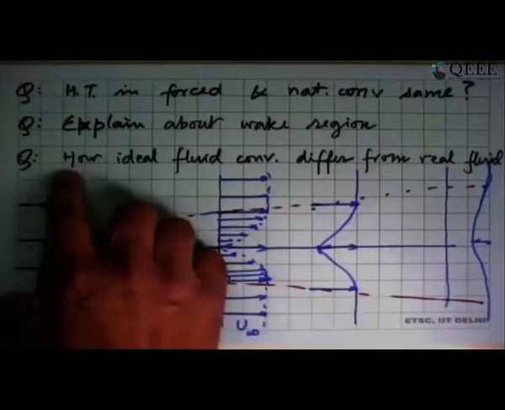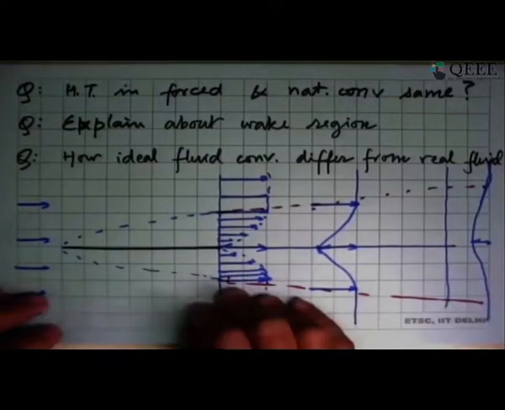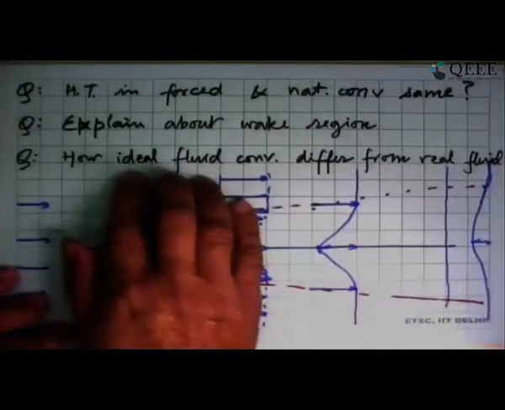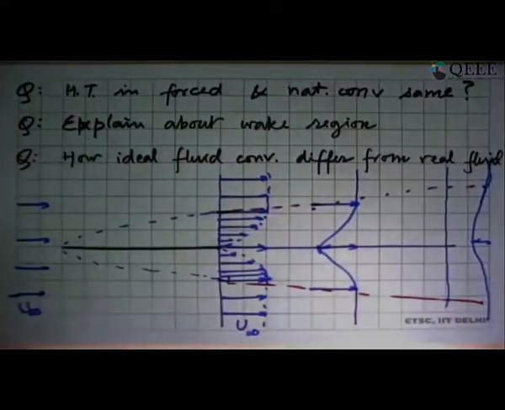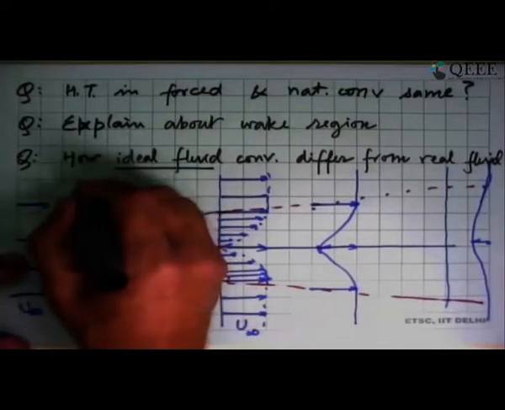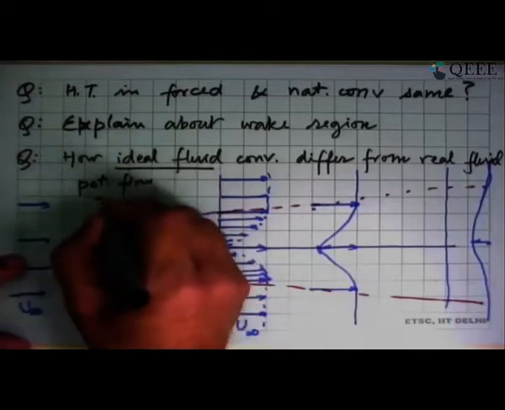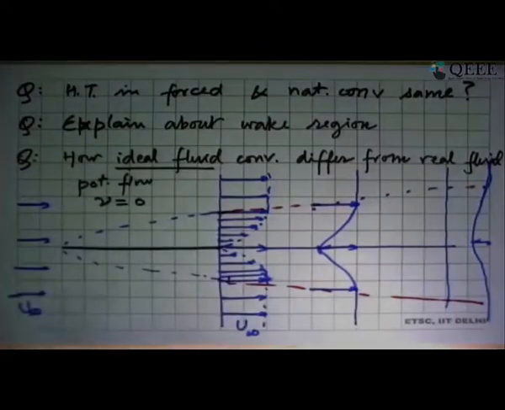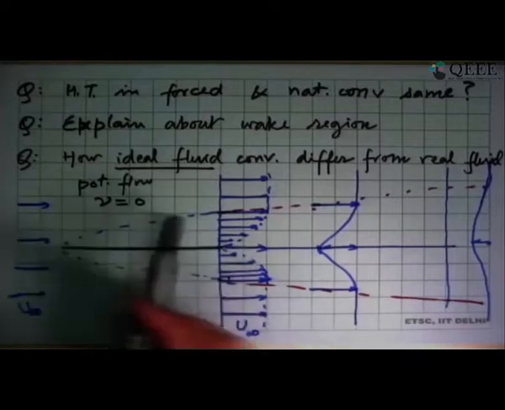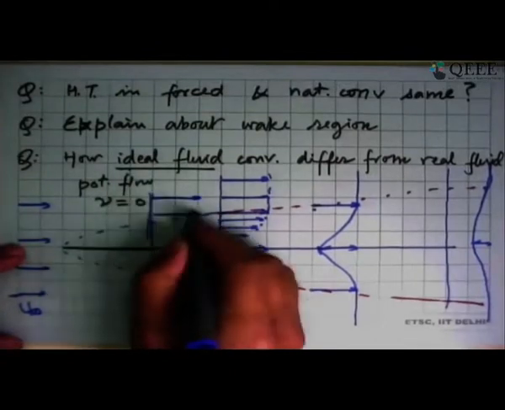The third question was, how is ideal fluid convection different from real fluid? I guess that when it says that it is ideal fluid, it means that this is a fluid with no viscosity. So this would be like what we talk of in potential flow, that viscosity is zero. Once that is the case, then if you look at this plate, everywhere on this plate at any place, the velocity will always be the same everywhere.